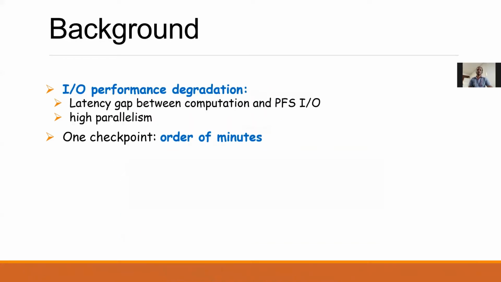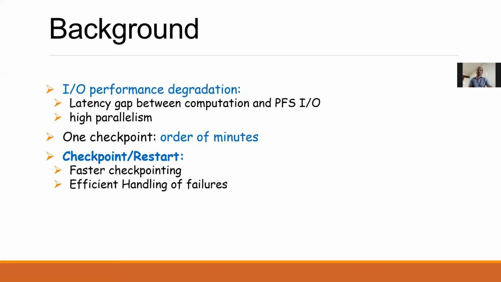The second problem of IO performance degradation is due to high parallelism and the increasing latency gap between computation and the parallel file system IO. One single checkpoint can take in the order of minutes. Checkpoint restart is widely used for providing fault tolerance in the HPC domain. For it to be successful, it requires efficient handling of failures while committing the checkpoints faster.